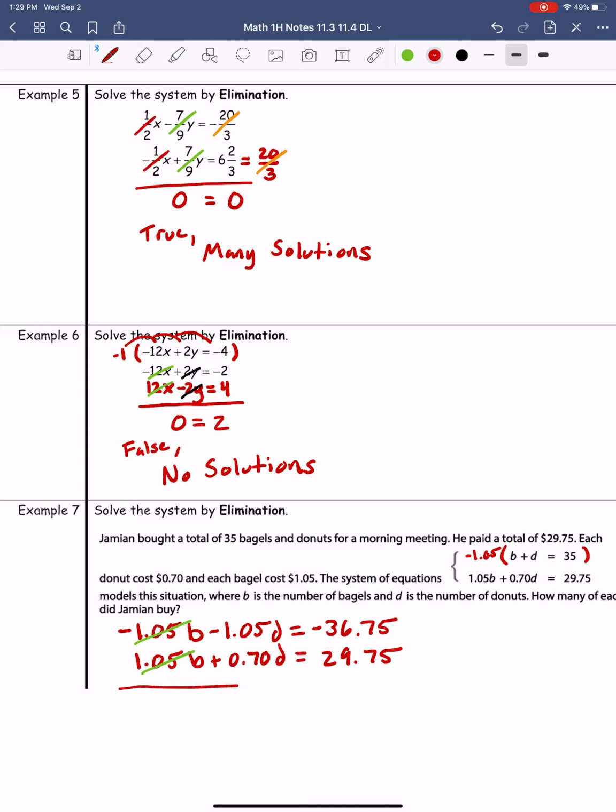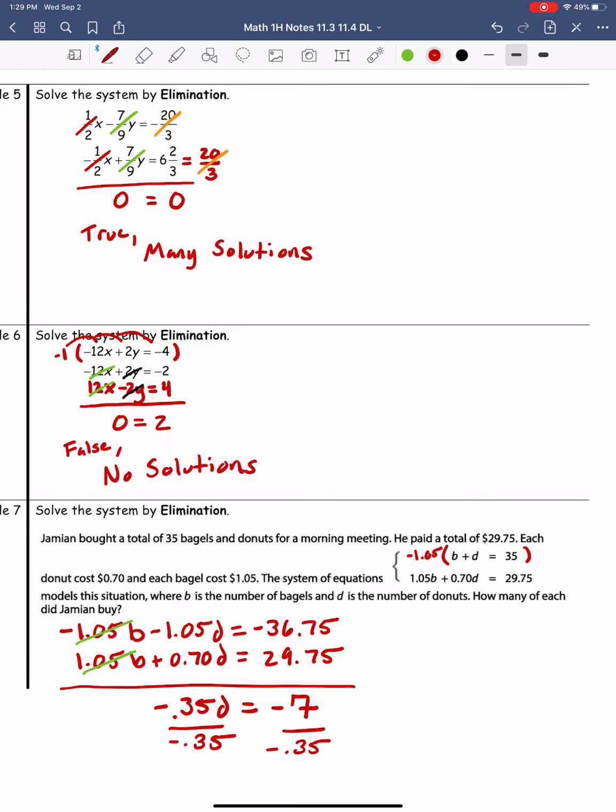And now we can go ahead and combine like terms or just add or subtract here. So we've got negative 1.05 D plus 0.7 D, which gives me negative 0.35 D equals, on the right side here, negative 36.75 plus 29.75. That gives me negative 7. And then I need to divide both sides by negative 0.35. And I'm going to end up with D equals positive 20. Okay, and so that's half of it there, right? So that's 20 donuts for that part, 20 donuts.